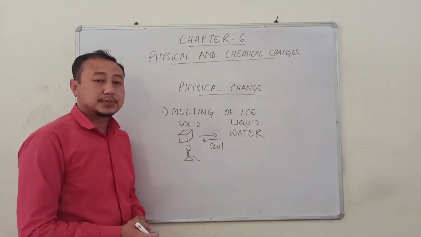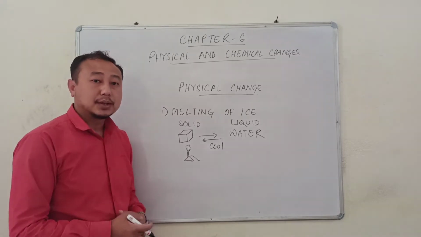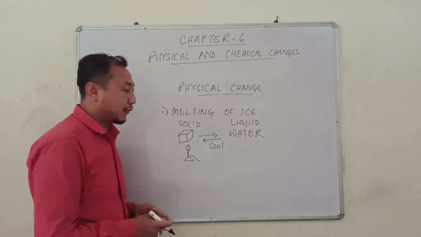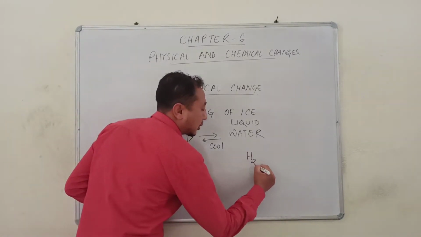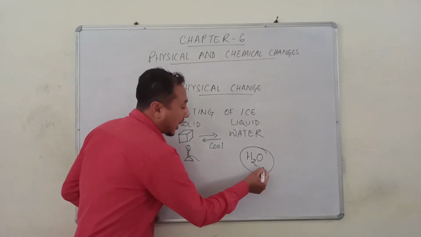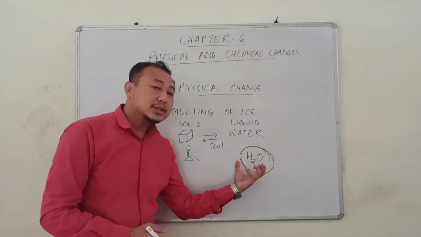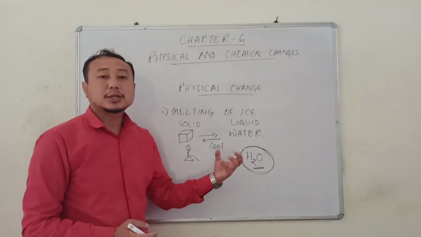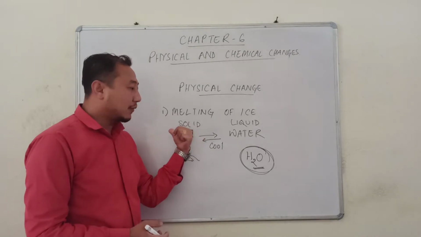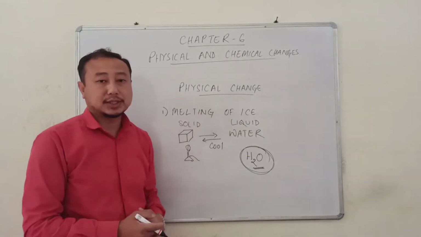Here in this change, the chemical property of the substance is not affected. It is because the ice as well as the water, both the molecules contain 2 atoms of hydrogen and 1 atom of oxygen. So the formula of ice as well as water is H2O. As there is no change in the chemical property and there is no formation of a new substance, we say that the conversion of ice to water and water back again to ice is a physical change.